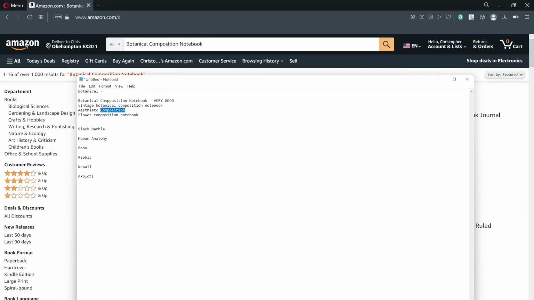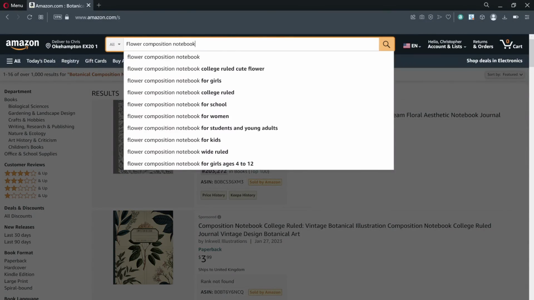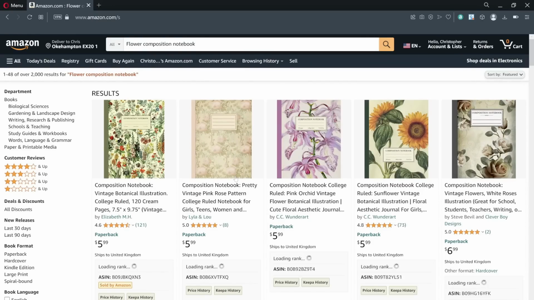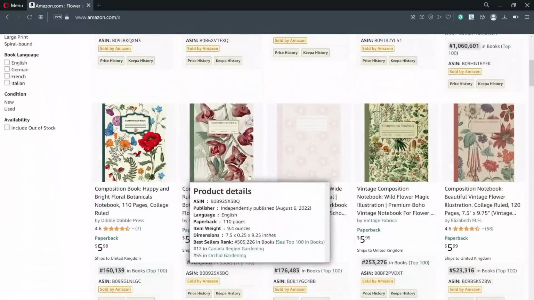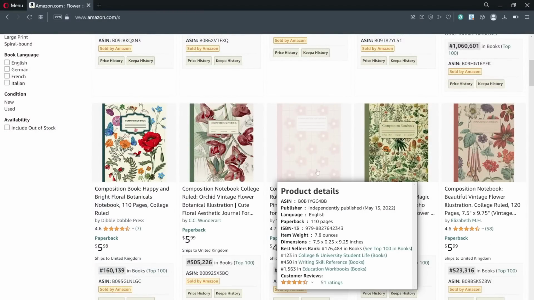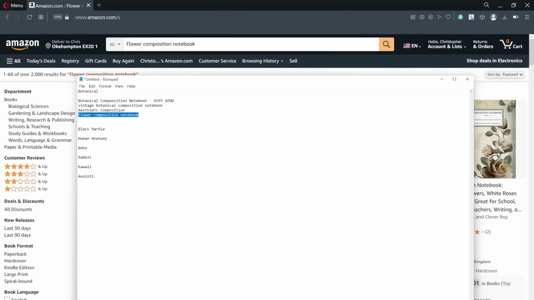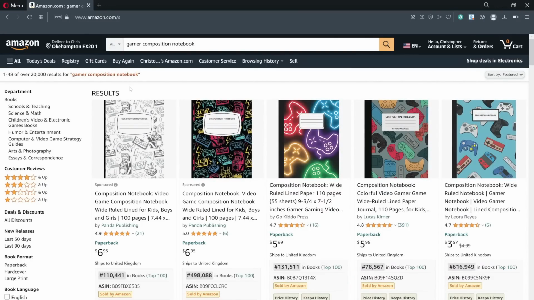For example, if it was flower composition notebook, we can search for that and do the same thing again. You want to go through these and see how low the BSRs are for this search term as well. This one's probably not quite as good, it's still decent, but the other one was actually better. So again, you can go back into your notes and write down something like just good. Just to give another example, one more before we move on.